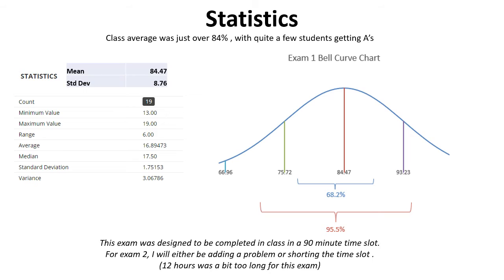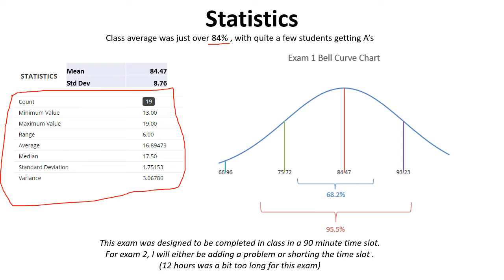So let's take a look here at our statistics. The class average for this exam was just over 84%. I have all the statistics right here, and this is based out of a 20-point scale. If we're looking at percentages over here, I have now given our bell curve. So we can see we're at 84.47 for our mean.